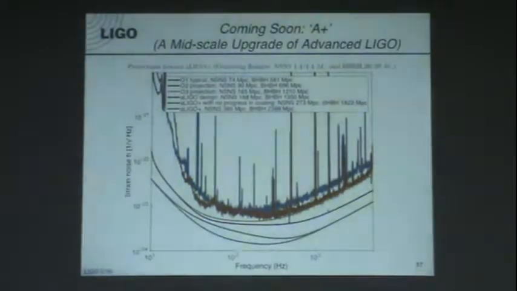Actually, we're doing a little bit better down here, a little bit worse up here, during a run that's going to start very soon. Ultimately, we expect to get to, with the current detector, this sensitivity level. And then we'll play some tricks that will get us to even higher sensitivity.